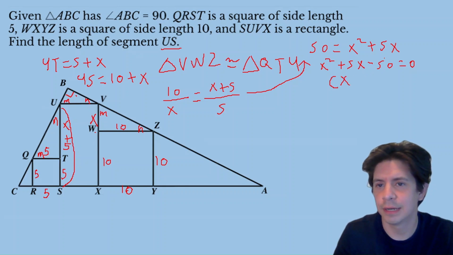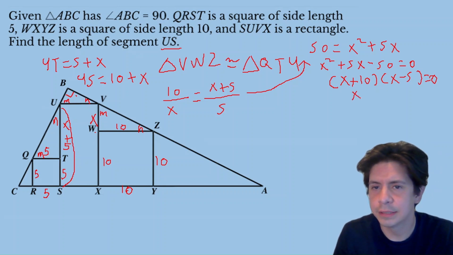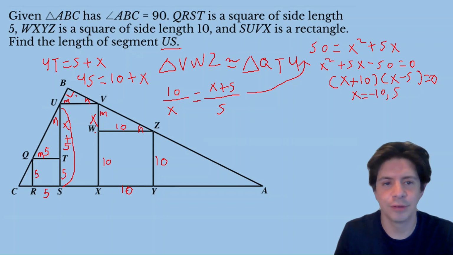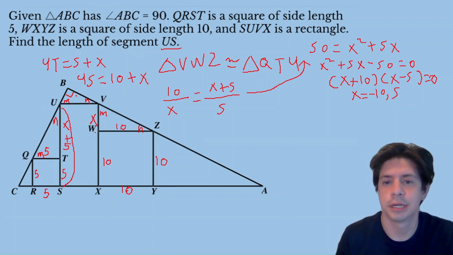So it's going to multiply to negative 50 and has a difference of 5 where the bigger number is positive. So 5 times 10 is 50 and they have a difference of 5. So it's going to be x plus 10, x minus 5 equals 0. So then x equals negative 10 and positive 5. We can't have it be negative 10 because then the lengths would be negative, and we don't have that in this world that you and I share.